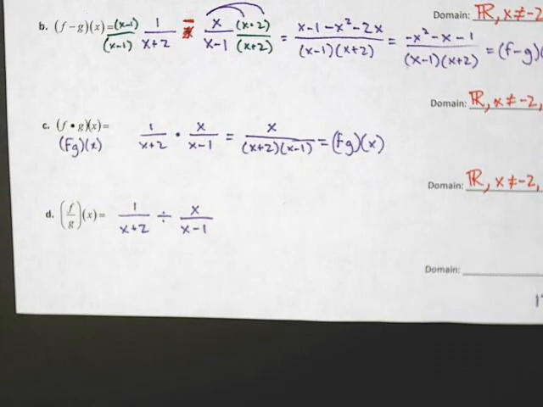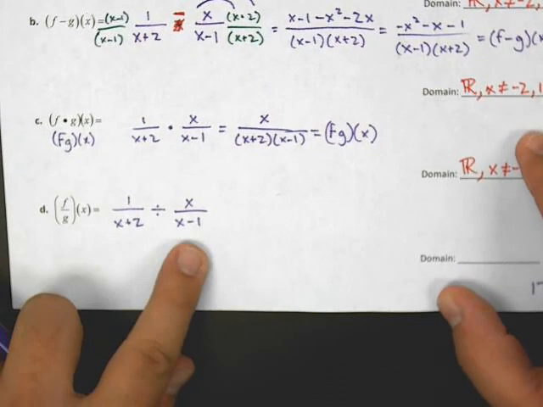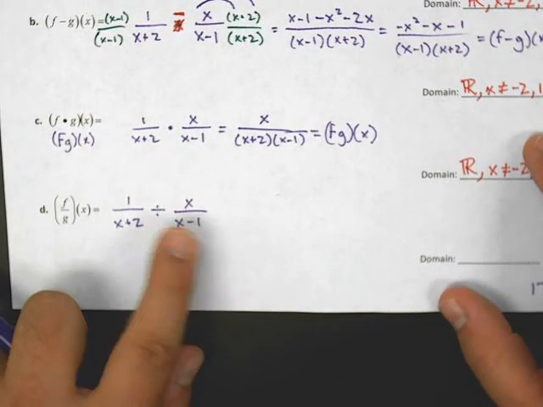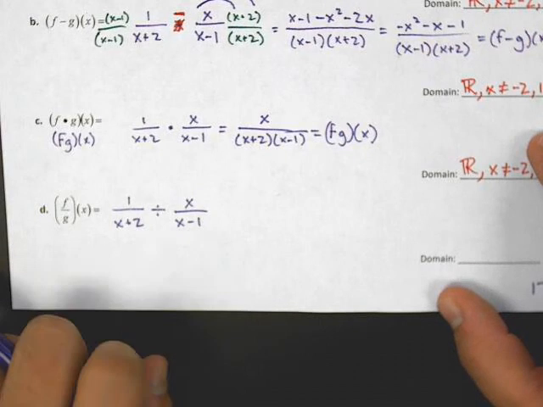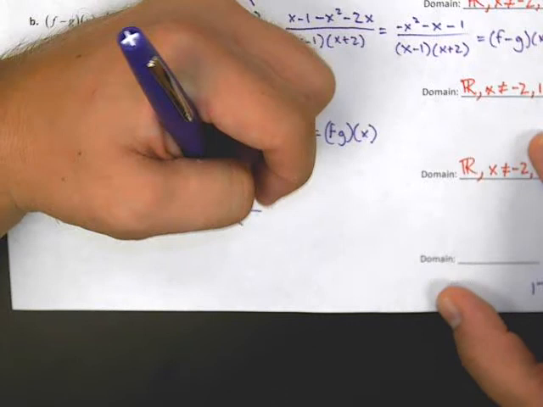Why do we do this? Well, hopefully you guys learned something about this in grade school, maybe something like keep, change, flip, that when you divide by a fraction, you can always do what instead? You can keep the first fraction the same.